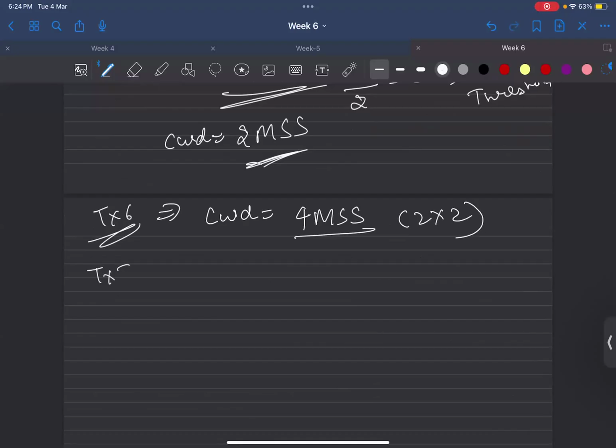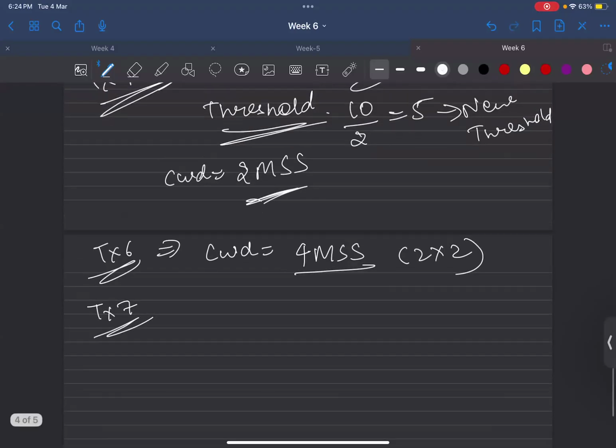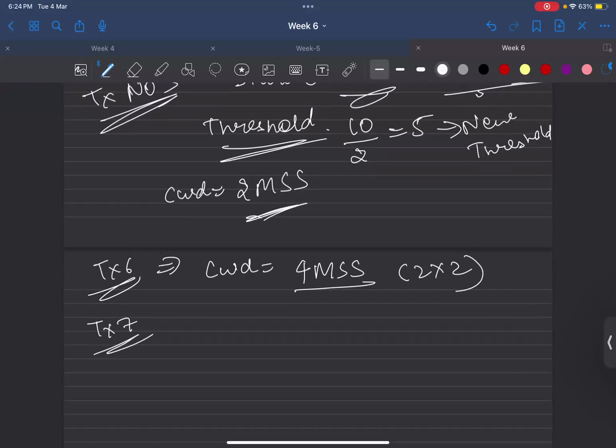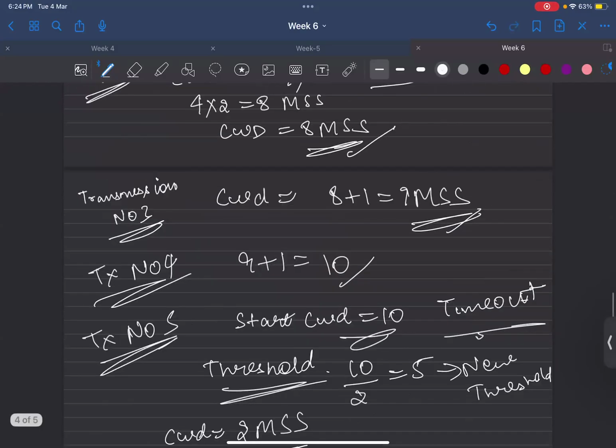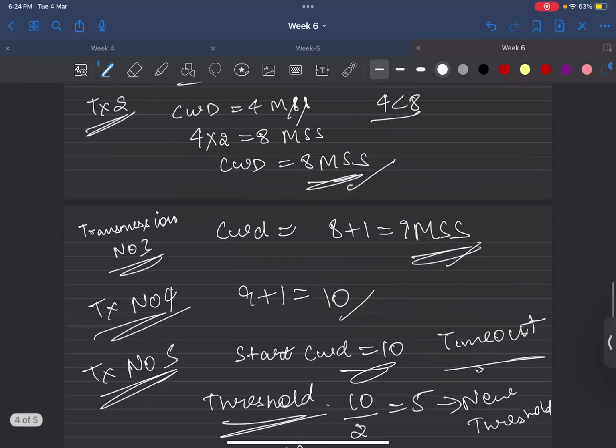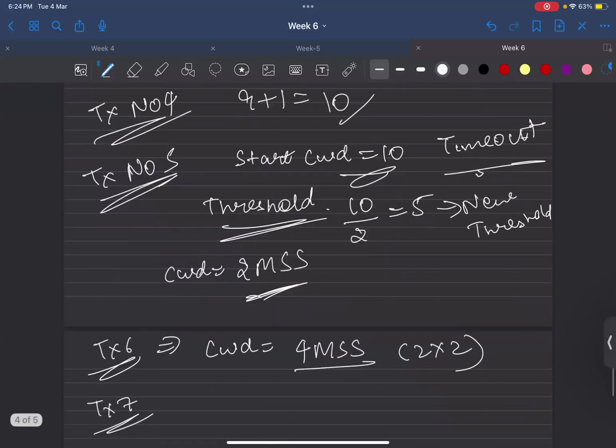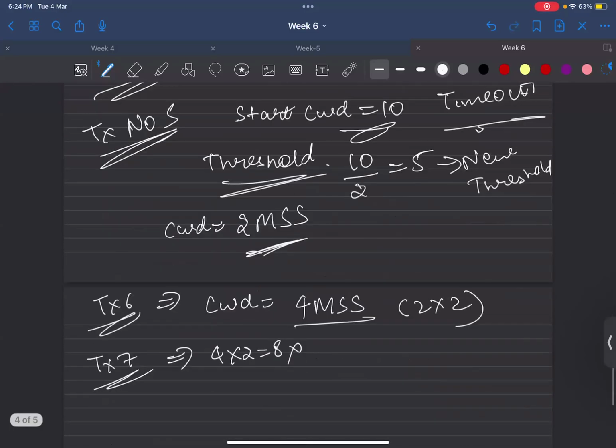Now, what will happen in transmission 7? Any idea? Ma'am, maybe 8. 8. But what is the threshold? 5. So it will stop at 5. So it will not be 8. It will be basically 5.